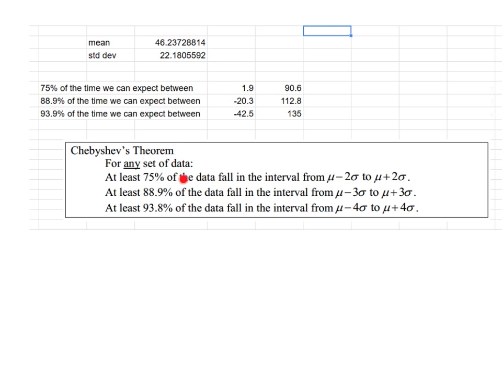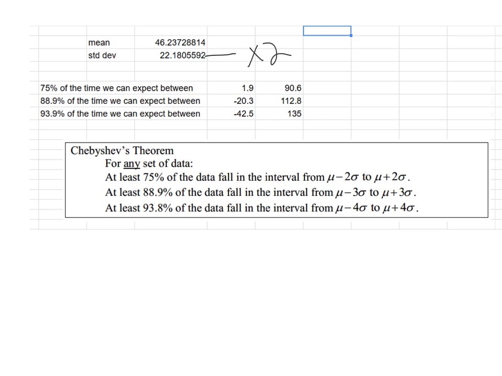Then I'm looking at Chebyshev's theorem. It says to go 2 standard deviations either side of the mean. So what I did is I doubled the standard deviation, because it's 2 standard deviations, then subtracted that number from the mean, 46.2 whatever, to get the lower estimate. For the upper estimate, I added the doubled standard deviation to the mean. So 75% of the years will have between just under 2 and just over 90 violent storms per year.